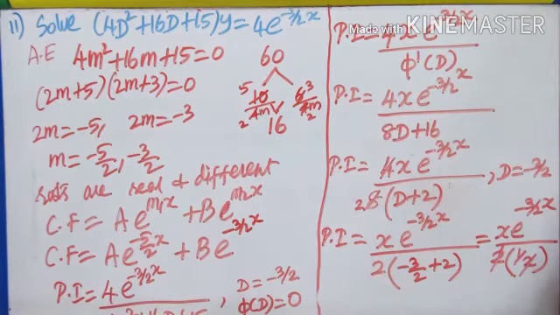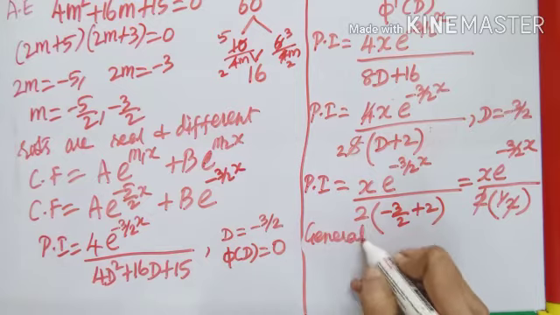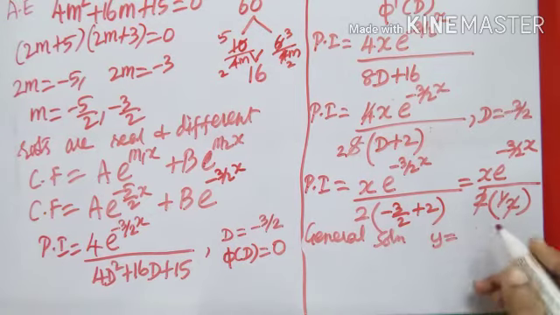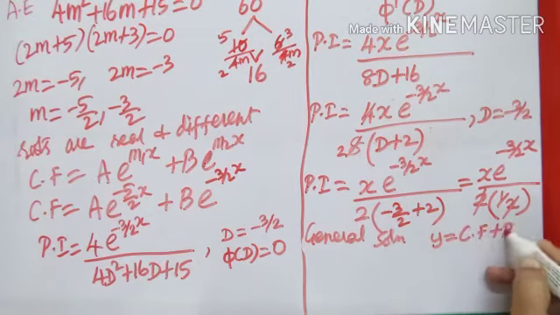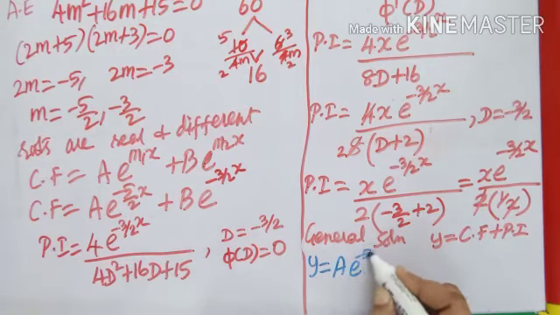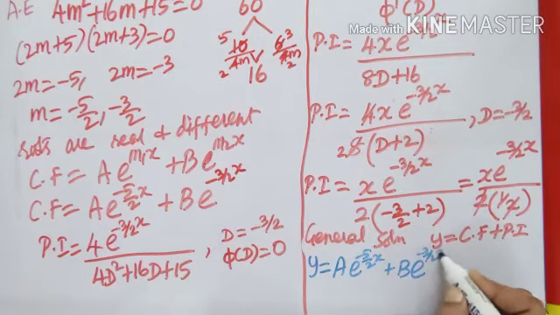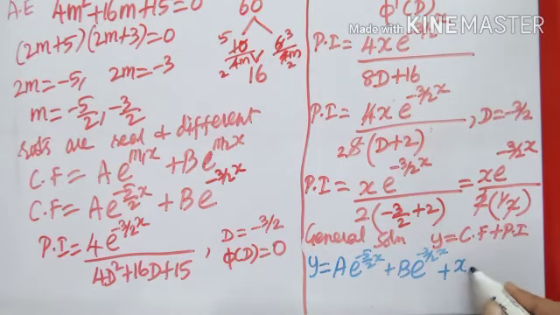We write the general solution. What is the general solution? Y equals CF plus PI. Add and write the answer. Y equals CF is a e power minus 5 by 2 x plus b e power minus 3 by 2 x, plus particular integral is x e power minus 3 by 2 x, and that is the final answer.